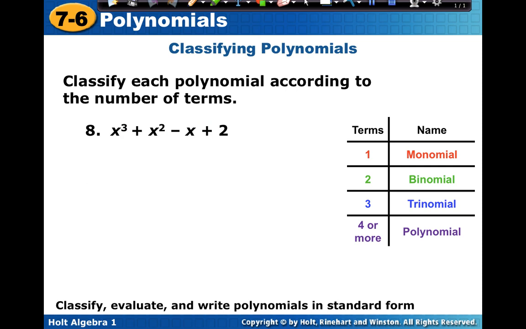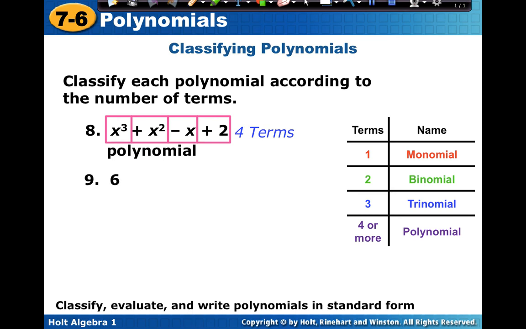All right, looking at number 8, you have x to the third plus x squared minus x plus 2. Take just a minute and see if you can figure out which one this one's going to be, how many terms we have here. All right, hopefully you tried this one on your own and you came to the same conclusion that we're going to come to. We have 4 different terms here. You have x to the third, x squared, x, and 2, none of which are like terms, cannot be combined. They're all being added or subtracted, so we call this a polynomial. Make sure you get the word down as well as the problem.